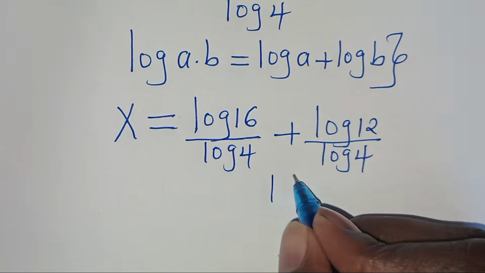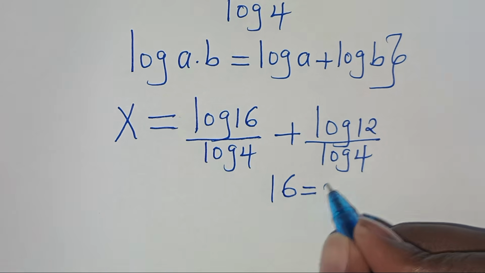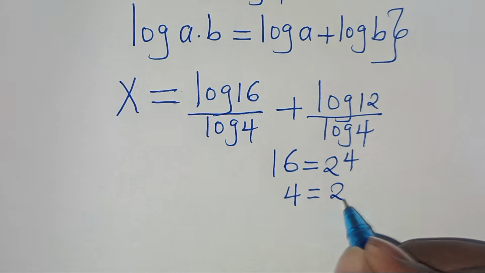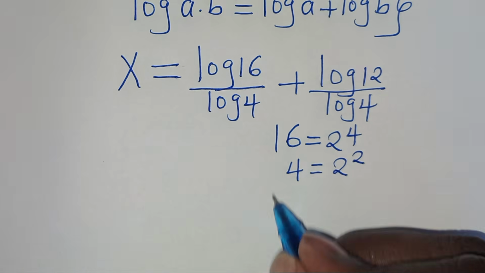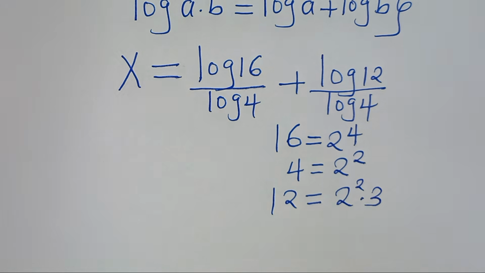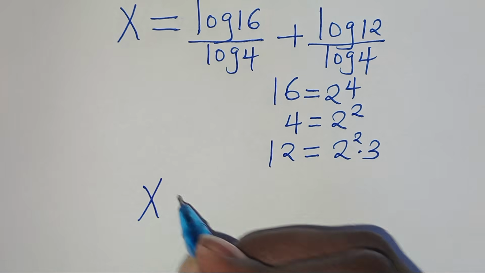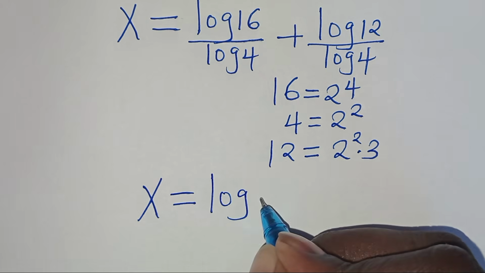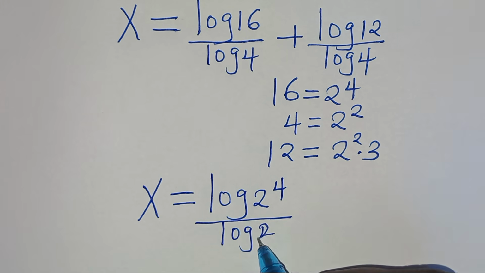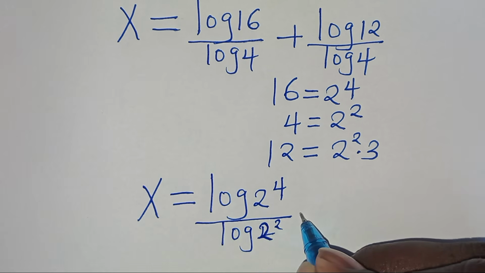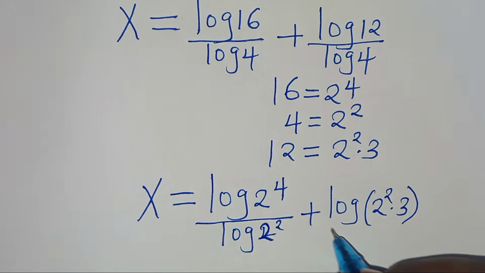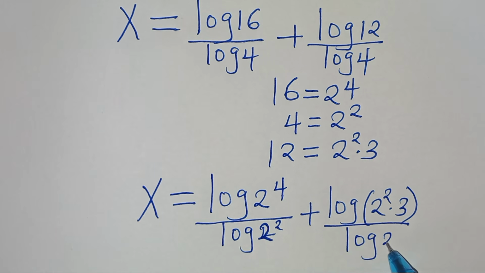So we can express 16 as the same thing as 2 raised to the power of 4. And we can express 4 as 2 to the power of 2. As well as we can express 12 as 2 to the power of 2 multiplied by 3. So this means that x is equal to log 2 raised to the power of 4 divided by log 2 to the power of 2, then plus log 2 to the power of 2 multiplied by 3, then divided by log 4, which is 2 to the power of 2.